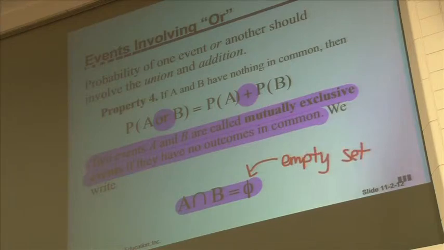So if the intersection is the empty set, it means these events have nothing in common. This is a very specific thing. You have to look for those keywords: mutually exclusive. Only when two events are mutually exclusive do you know that is true.